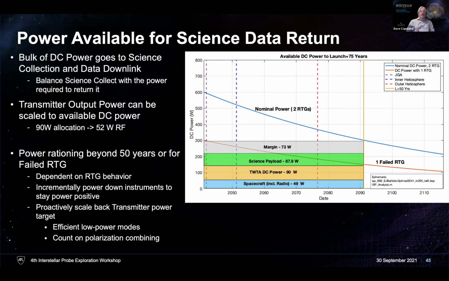In the case of a failed RTG, we would have to scale back power significantly. And one of the questions was, do we design for that case? For the baseline, we're designing to the 2 RTG case. So one of the things that we looked at is, how far beyond 50 years could we actually take this? Go to the next slide, please.